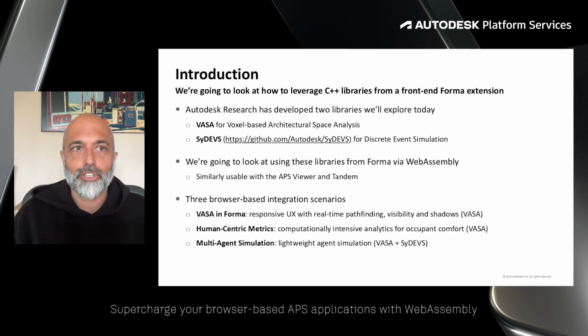So onto the introduction. Today we're going to take two C++ libraries in particular and build them into a Forma extension. We're going to take VASA, which is a voxel-based architectural space analysis package that I've spoken a lot about in recent years. And we're going to take SciDevs, which is a simulation framework based on discrete event simulation. And this second one is open source, and you can see the GitHub link there. So we're going to take these libraries and build WebAssembly packages from them, and we're going to effectively load them as extensions inside Autodesk Forma.